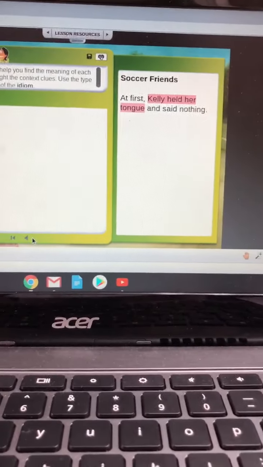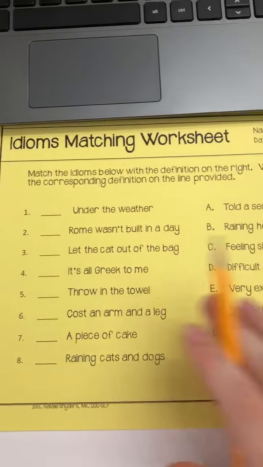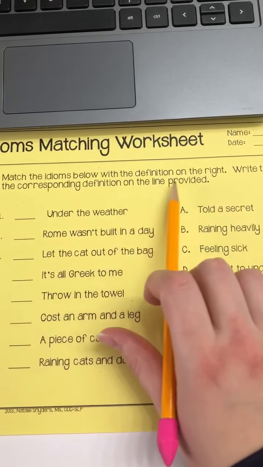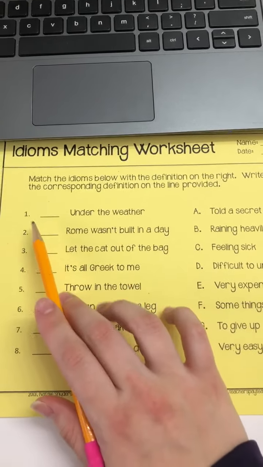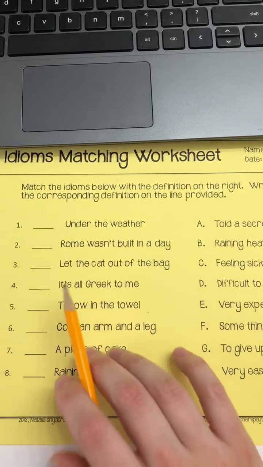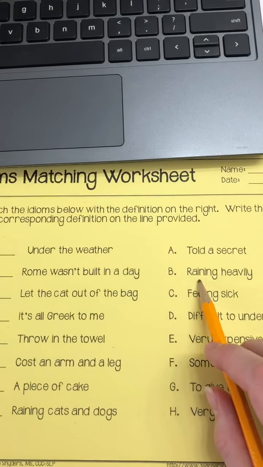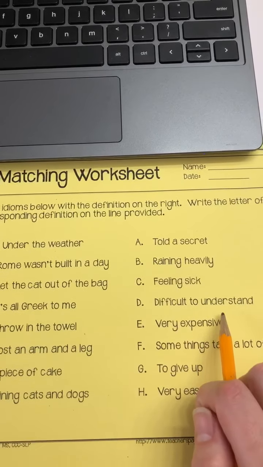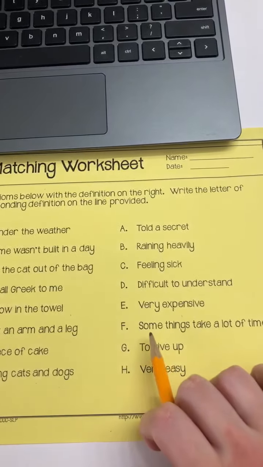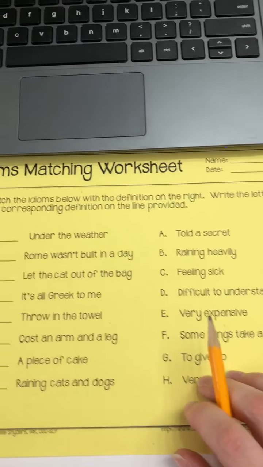It's an idiom. Okay? So, I want you to bring out your yellow sheets. Each day I'm going to post a new idiom on Google Classroom for you guys to look at. It says, match the idioms below with the definition on the right. Write the letter of the corresponding definition on the line provided. Number 1, under the weather. What does under the weather mean? Does it mean told a secret? It's raining heavily? Feeling sick? Difficult to understand? Very expensive? Some things take a lot of time? To give up? Or very easy? What would under the weather mean?